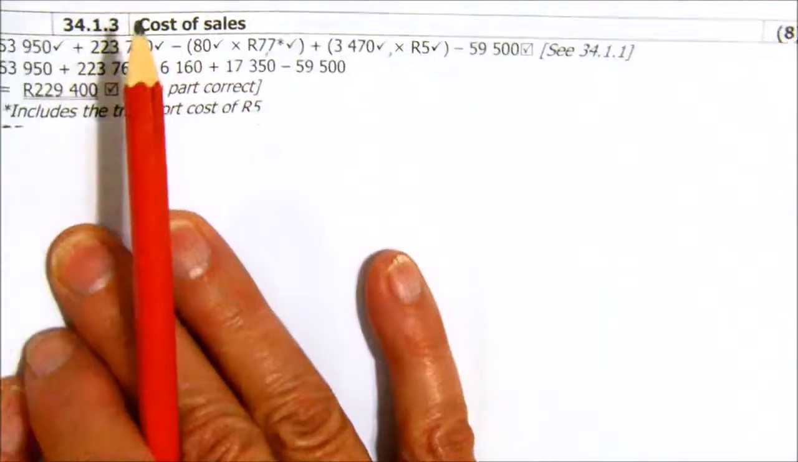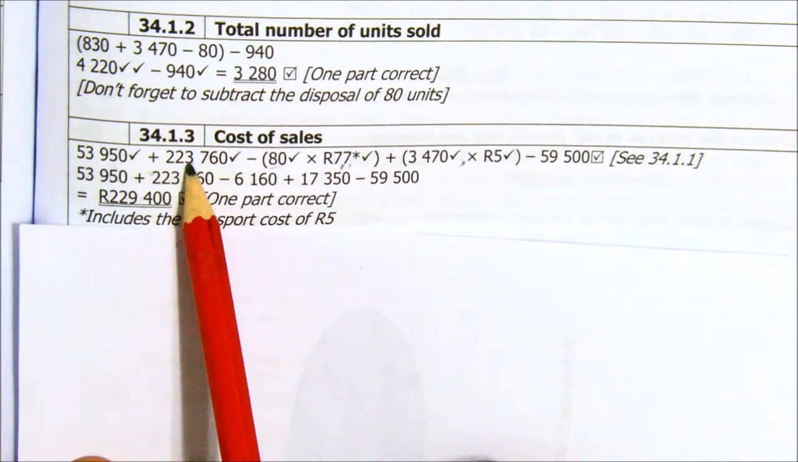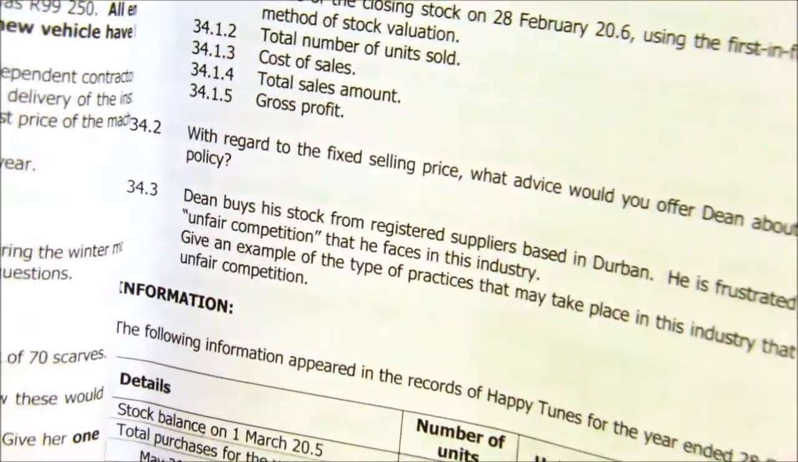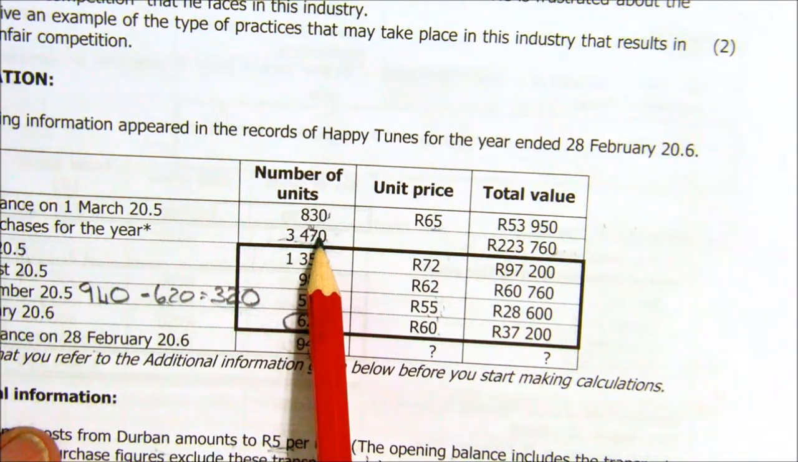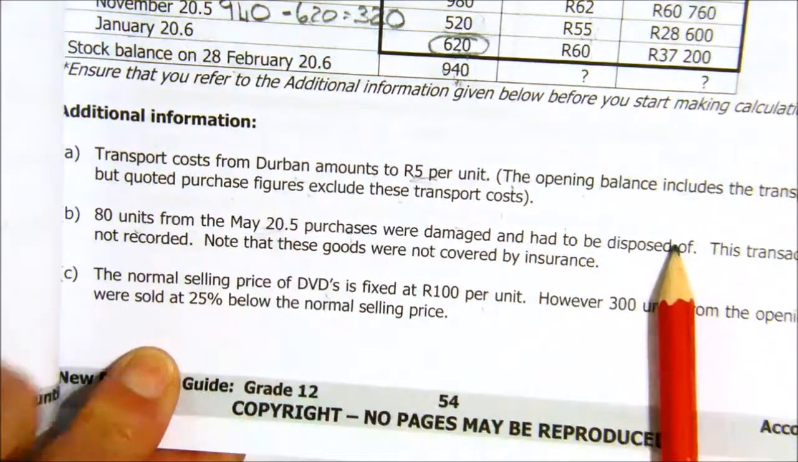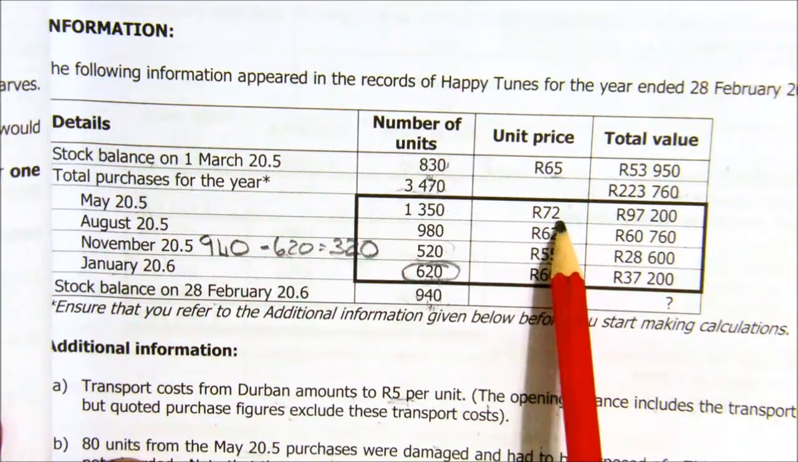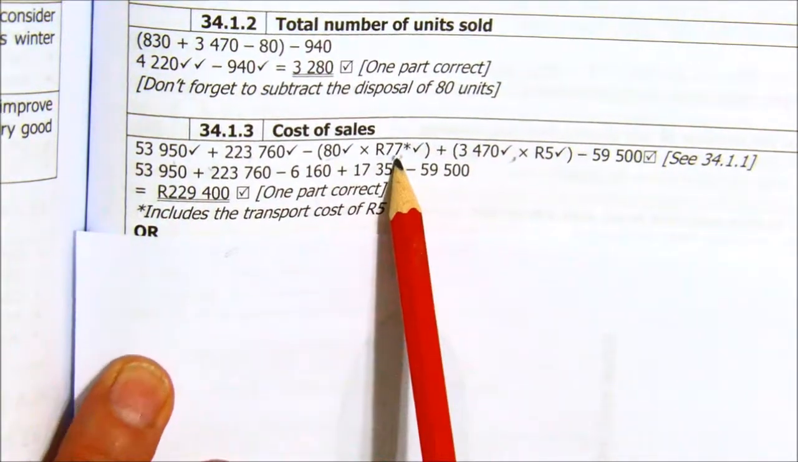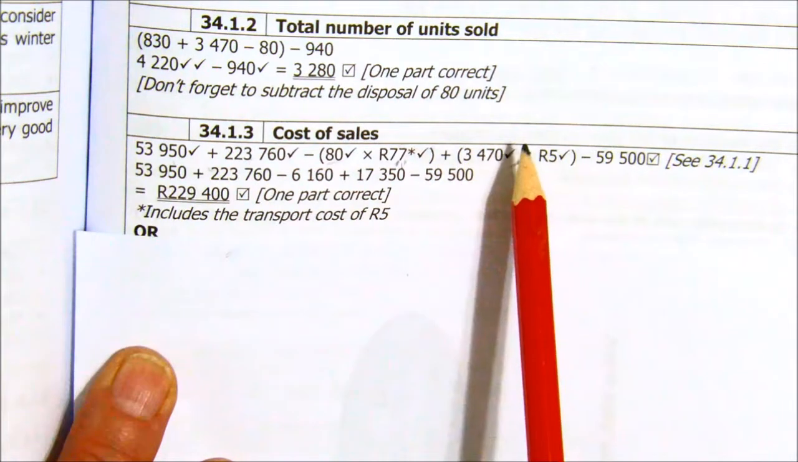Then, going on, you were told to work out the cost of sales. So if we go down to the cost of sales, you've got the value of your opening stock, which included transport. You've got the total purchases, and if you remember, that 223 was just the purchase price of buying these 3470. We were, however, told that there were 80 units from May that were damaged and had to be disposed of. In May, they cost 72 Rand, and there must be the transport costs. So we are going to minus the 80 times 77, which included the transport. We need to add on the transport for all of the items that you bought.